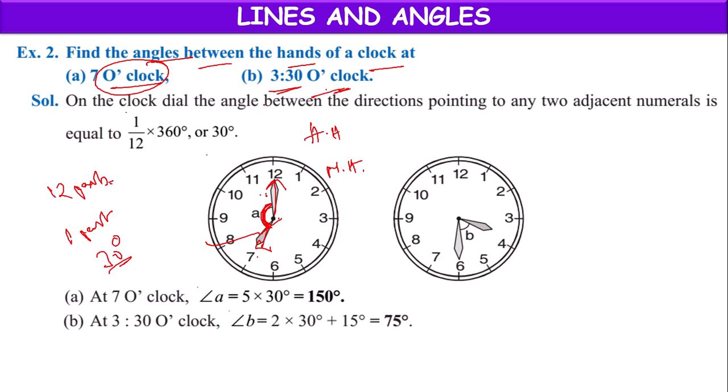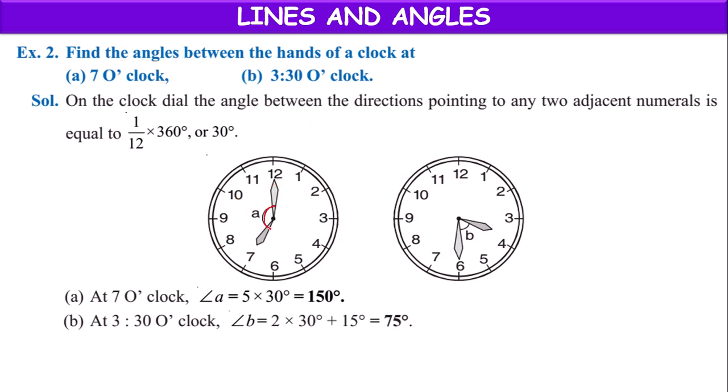Between 7 and 12, how many such parts are there? 1, 2, 3, 4, 5 parts, each one equal to 30 degrees. So if we assume the angle between 7 and 12 as A, this A value is 5 times 30 degrees, which is equal to 150 degrees.